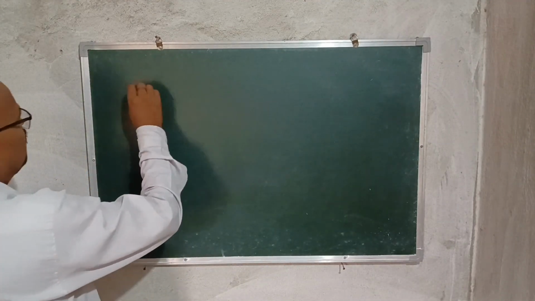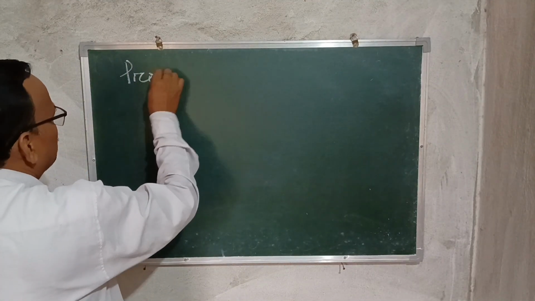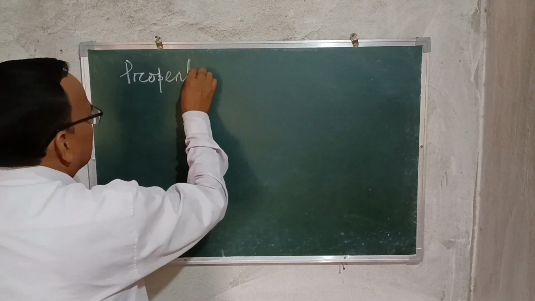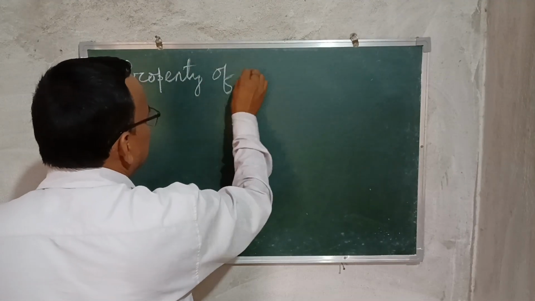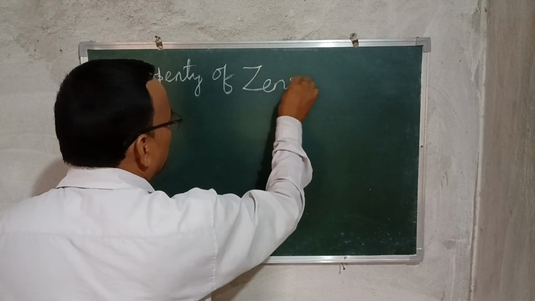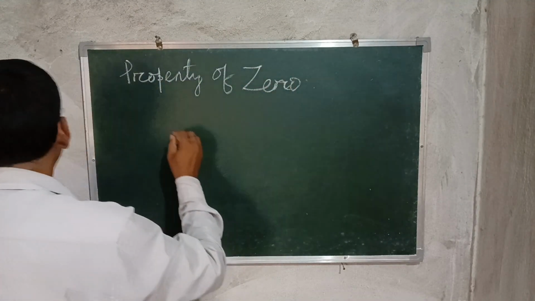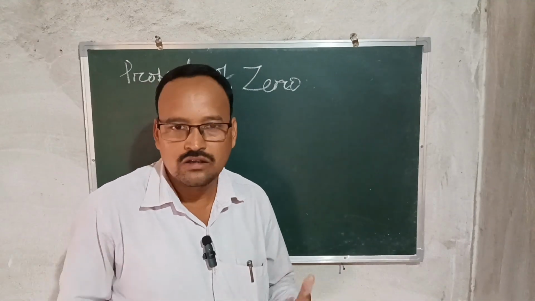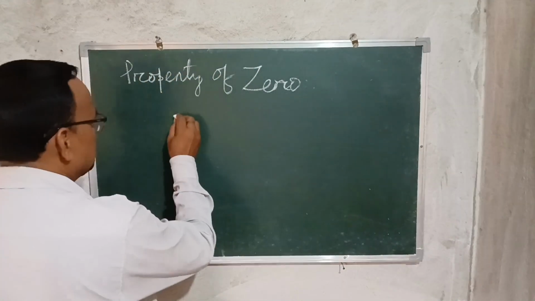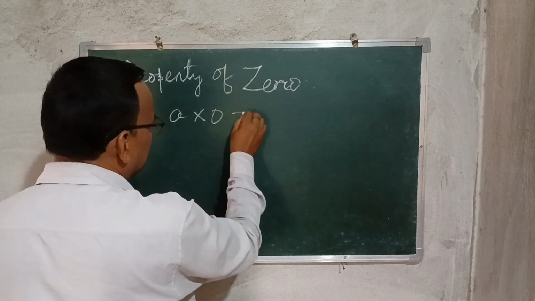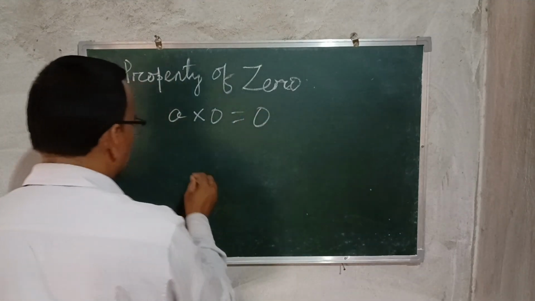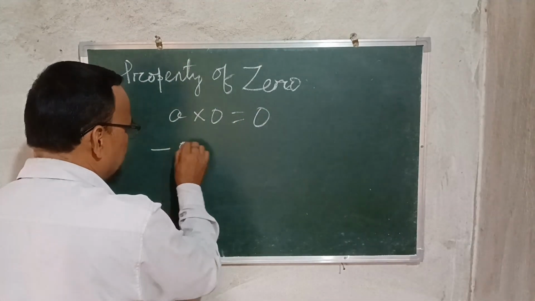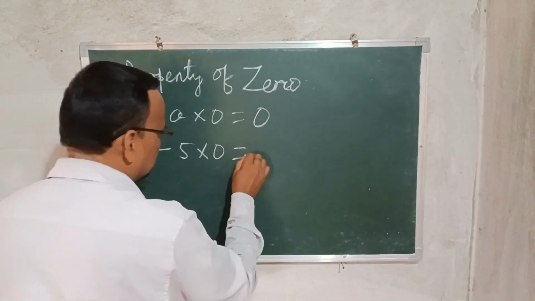Another property of 0: when you multiply any number with 0, the product is 0. That means a into 0 is equal to 0. So minus 5 into 0 is equal to 0.